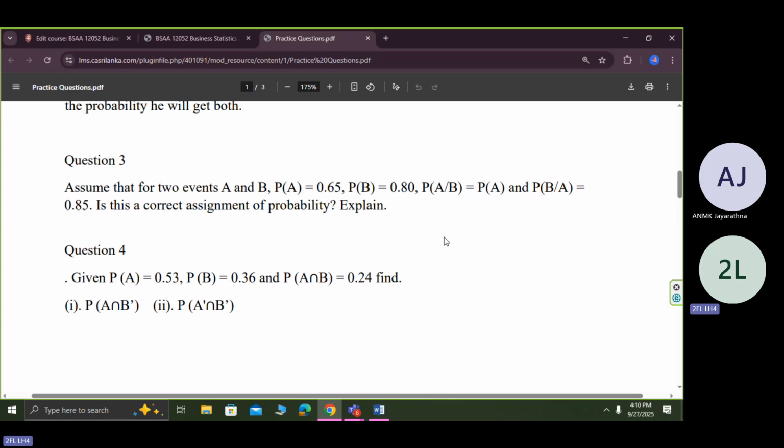No errors in the question. The question is correct. You need to justify whether these assignments are correct or not. Here the probability values are assigned. Are the assigned values correct or not? Then tell why, using your probability knowledge, and write the answer. Any question?